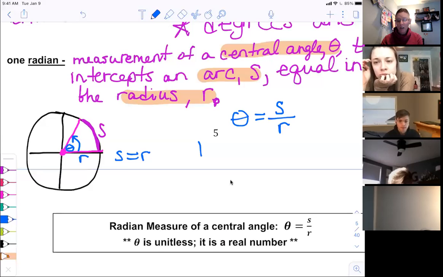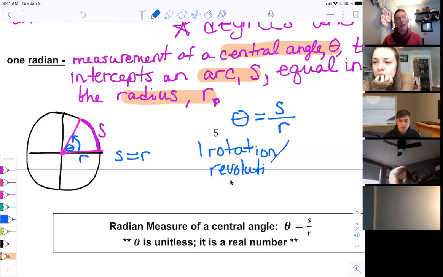One rotation about the circle, which we actually call a revolution. So a rotation or a revolution. If I go all the way around the circle, does anybody remember the formula for the circumference of a circle? Think back to geometry. What's the circumference of a circle? How would I find that? The outside of the circle. What's that distance? How could I find that?